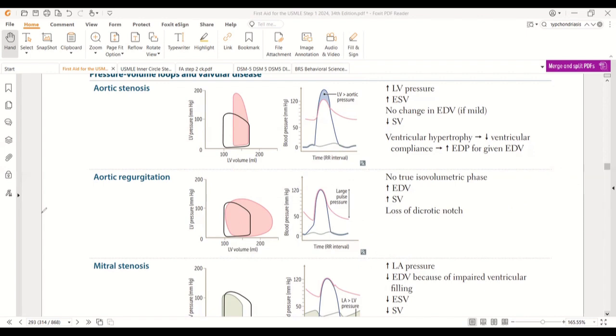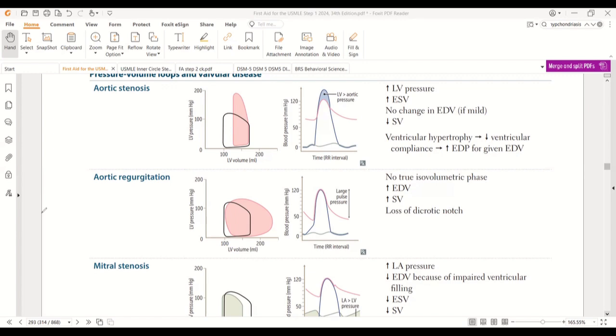Can anybody tell me what kind of murmur the aortic regurgitation has? Early diastolic blowing murmur. Okay.